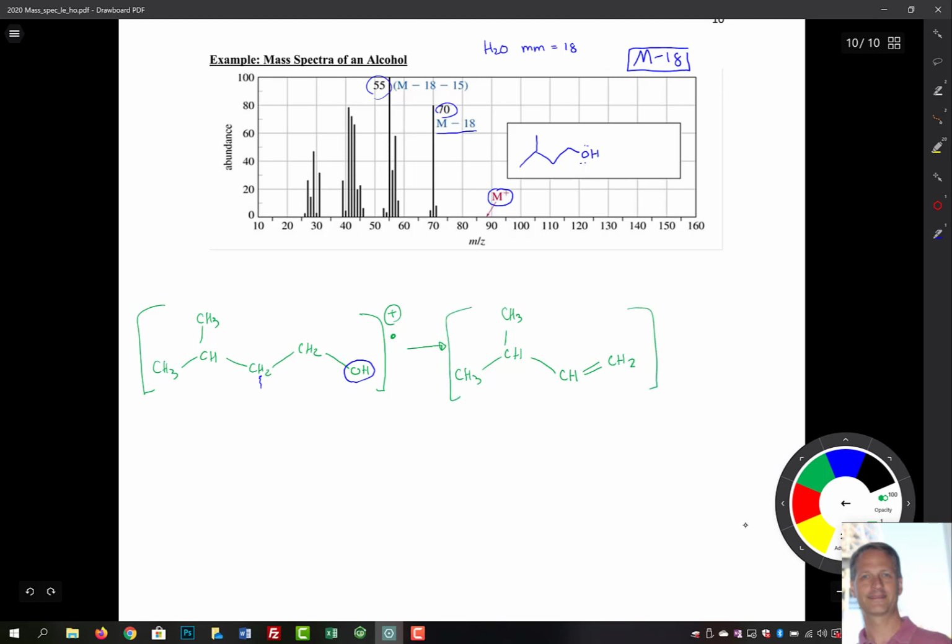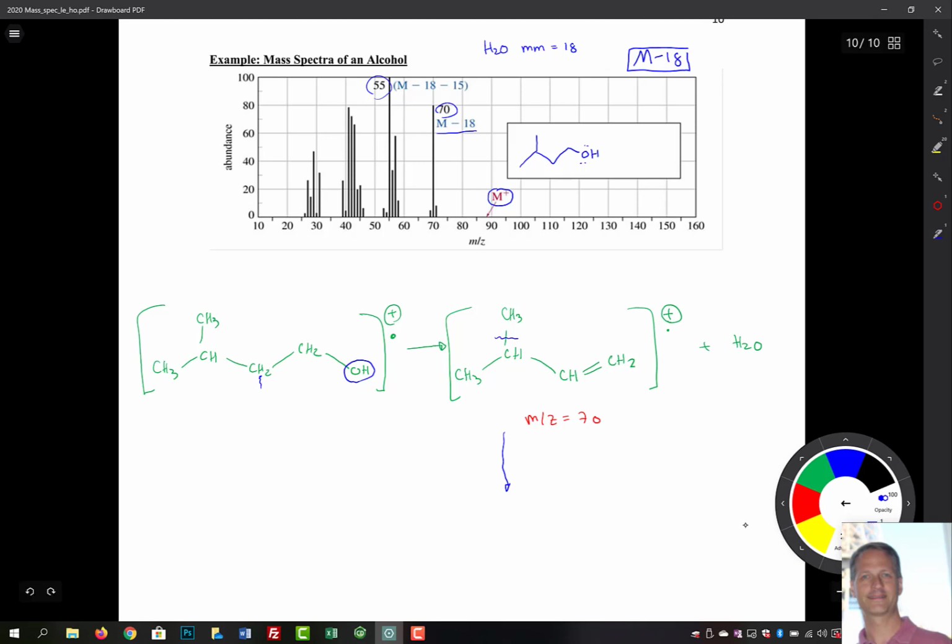Right? And then that's your new molecular ion, and then you kick off H2O. So this has an m/z equal to 70. So that's why that peak is fairly abundant. It's kind of like your fake molecular ion. This can undergo fragmentation, and the best place to do that is right here.